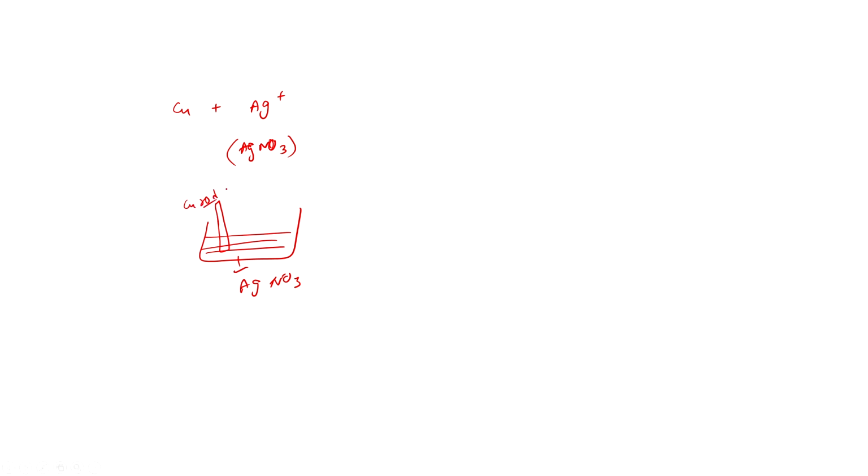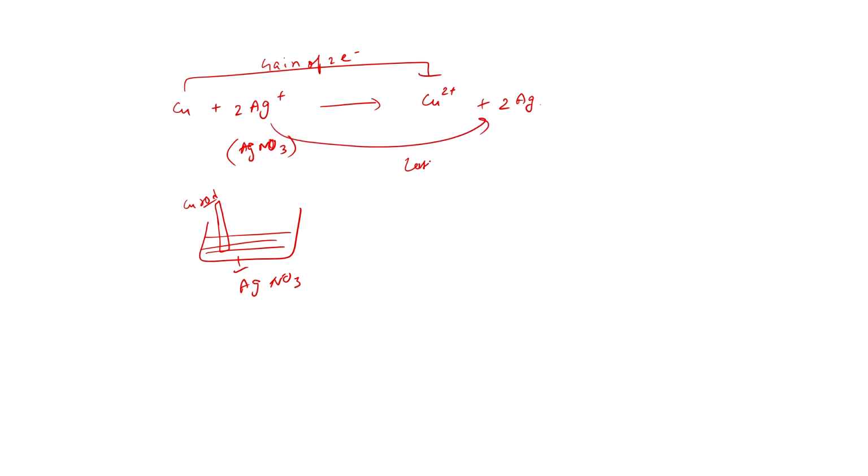Now, you remember in the case of zinc sulphate, the copper was not oxidizing into copper 2 plus, whereas in this case this copper gets oxidized to copper 2 plus and silver gets reduced to Ag. That means if you balance out the electrons, it will be like this. It means gain of 2 electrons, and here it is loss of 2 electrons.